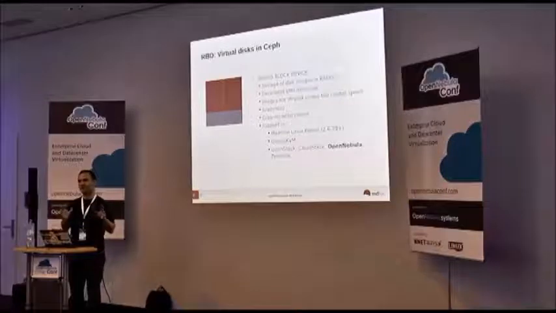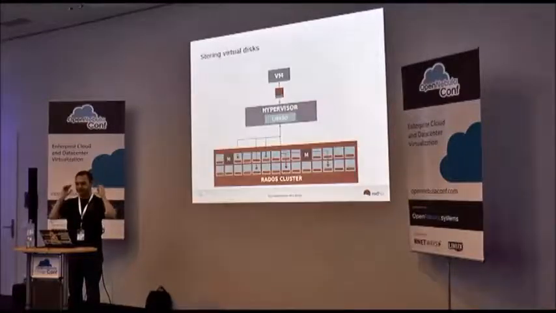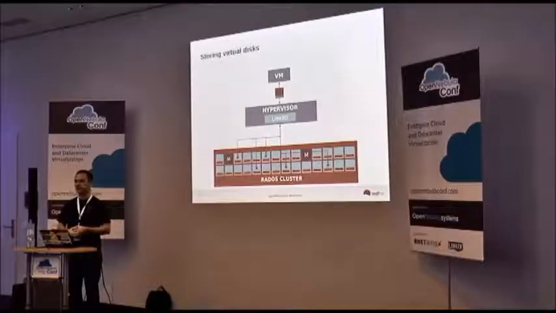One last point about the way the data is laid out in RBD. The objects within a disk image end up being striped implicitly across the cluster.